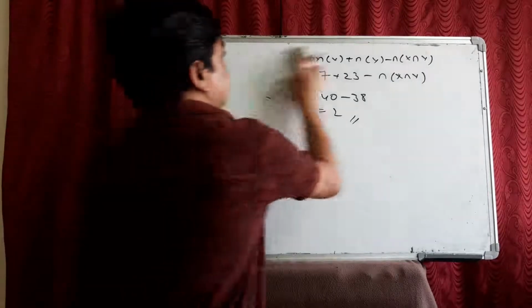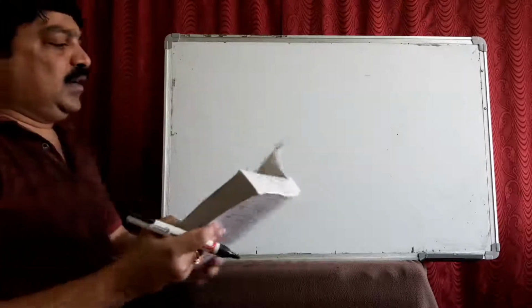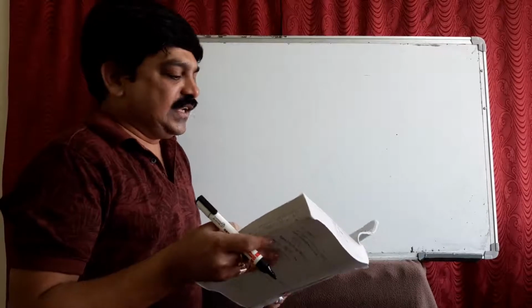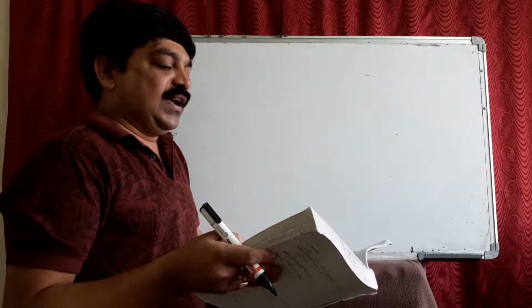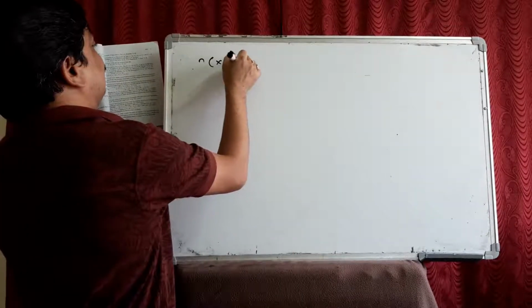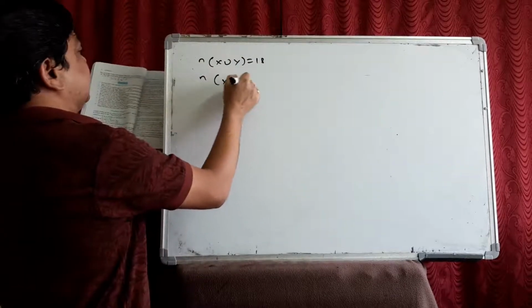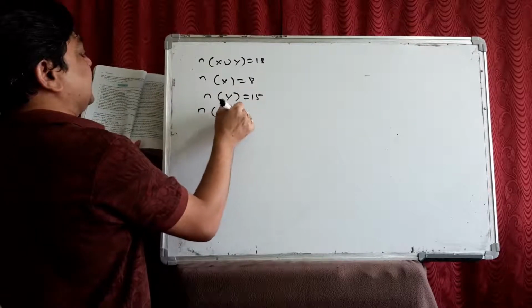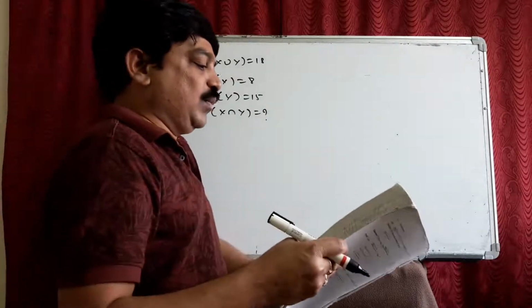Now in the second question, X and Y are two sets. X union Y has 18 elements, X has 8 elements, and Y has 15 elements. How many elements does X intersection Y have? Number of elements, you write like this: n of X union Y is 18. It means that n of X is equal to 8, n of Y is equal to 15, n of X intersection Y is what? You can do it with the same process that we did in the previous problem.